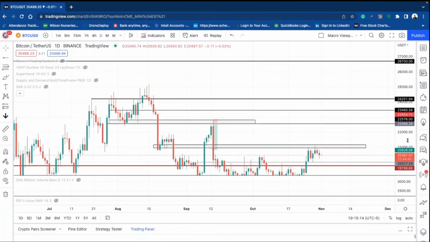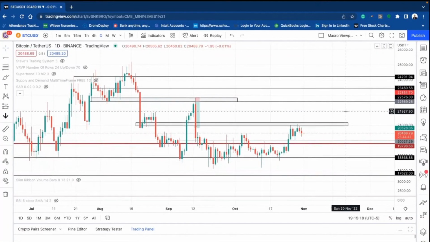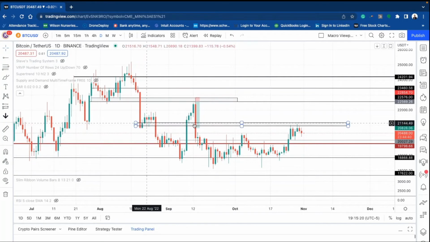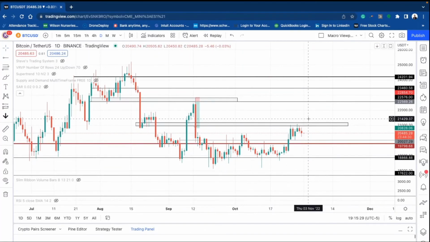So basically, what I'm looking at on Bitcoin is just a range bound play. Every time we've seen this area, we've sold off, and every time we've seen the bottom of this range, we have been bought up and taken to the range highs.